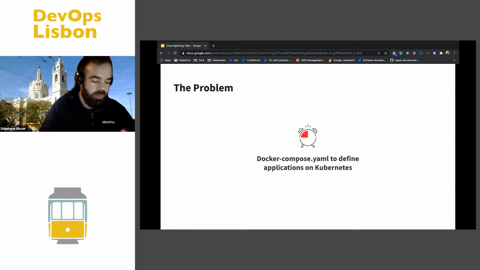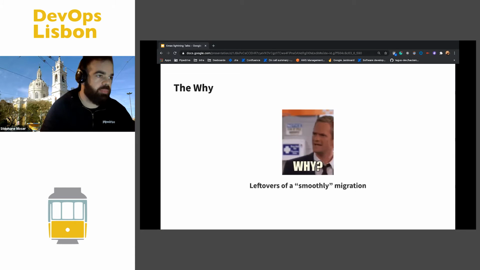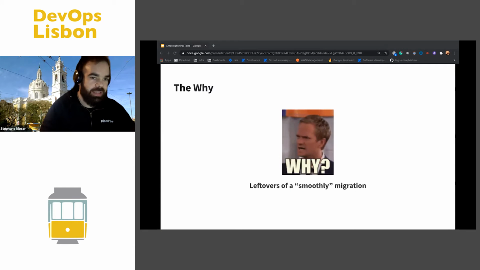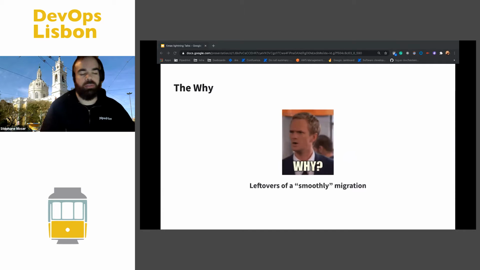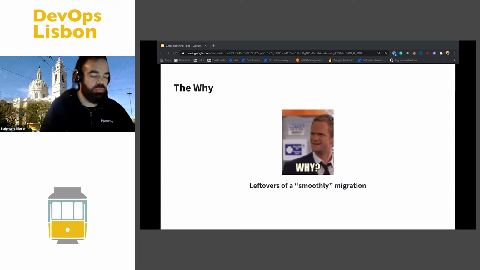The problem we have at Pipedrive is that we still used Docker Compose YAML to define applications in Kubernetes. That was really a strange thing, and you are asking why we are doing that. Well, that happens because we had the intent to do a smooth migration.